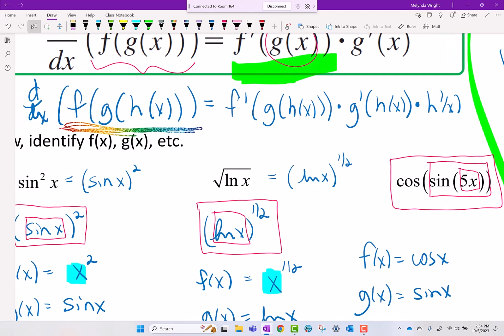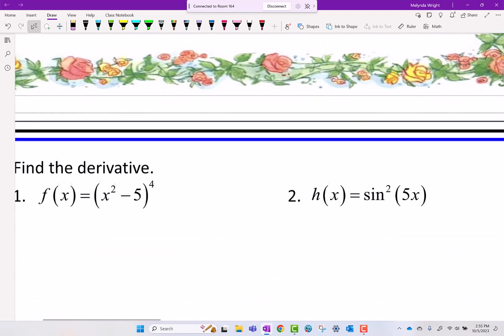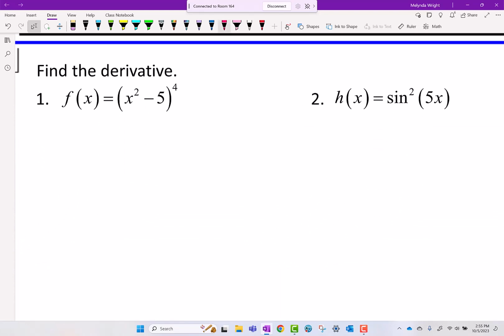So in the examples, I'm going to continue to draw these boxes so that you can see how they are layered inside of each other. Okay, so let's do our first one. Let's see how many levels we have. We've got this outside level, which I'm going to say F is x to the 4th. Then we have this inside level. I'm going to say G is x squared minus 5. Now, you don't have to list F and G when you're working problems. That's not required. I'm just wanting to call out what is what.